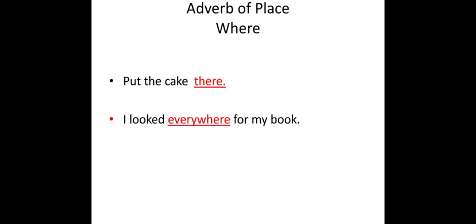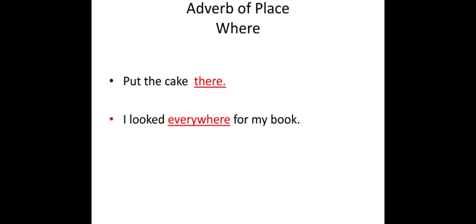Now here, in this example, the action is to put the cake, right? So when I say there, it is showing the place where. So where should I put the cake? Put the cake there. So here the word there is an adverb showing us the place where to put the cake.